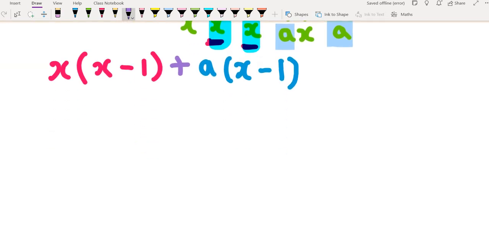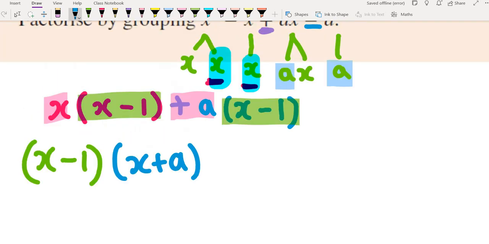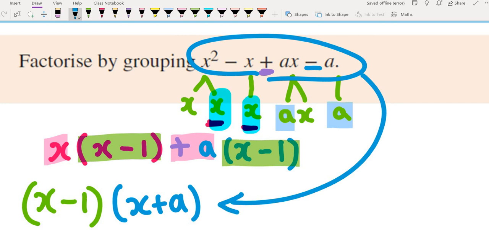And now from here, we have a common factor between these two terms, which is x minus 1. So we're going to take that out in front, in a bracket, and then put the rest, so these two, in another bracket, x plus a. So we've factorized these four terms into these two factors.